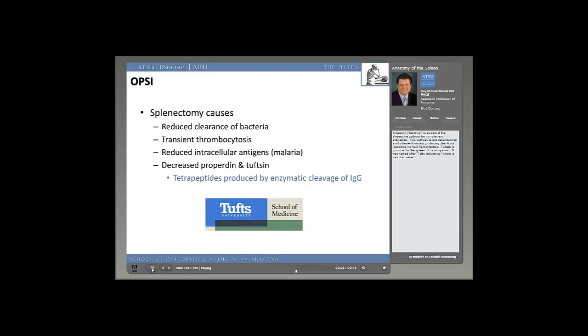These are tetrapeptides which are produced by the enzymatic cleavage of IgG. Tuftsin is named because, as you'd expect, it was found at Tufts University.